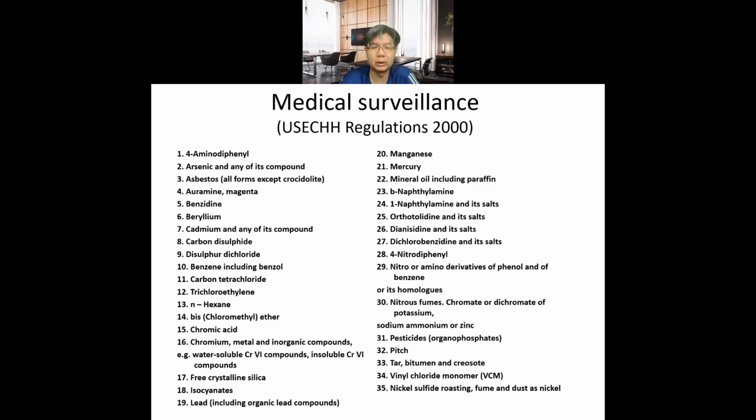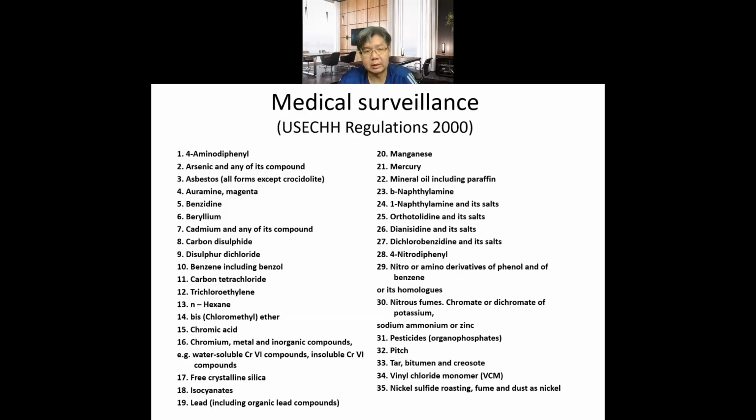In the use regulation, you notice that we have listed down 35 chemicals. For these 35 chemicals, they feel that medical surveillance is necessary. Also, chemicals in Schedule 1 can also carry out this medical surveillance if it is deemed necessary by CHRA. These are the 35 that they feel it is important to carry out. So this is in Schedule 2.